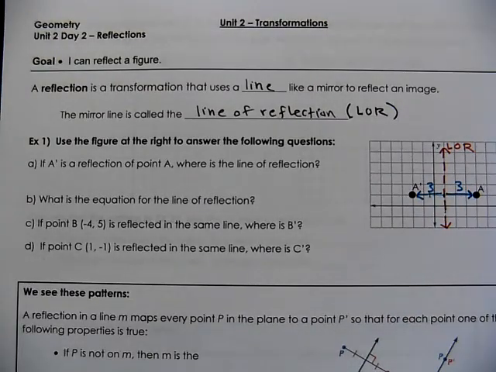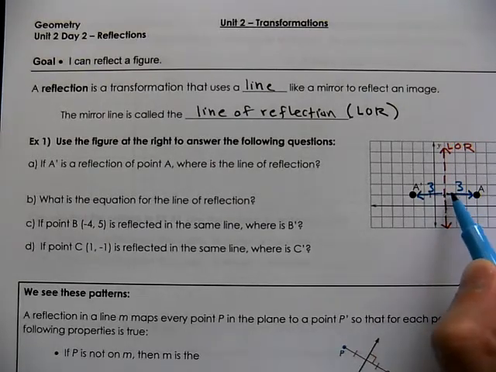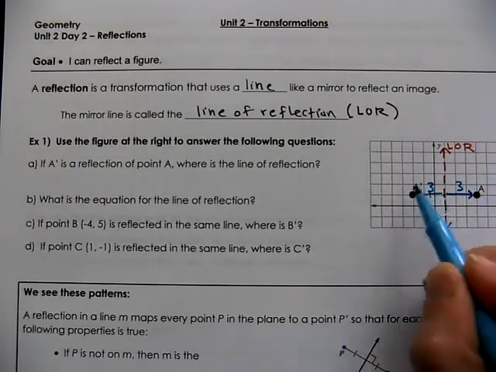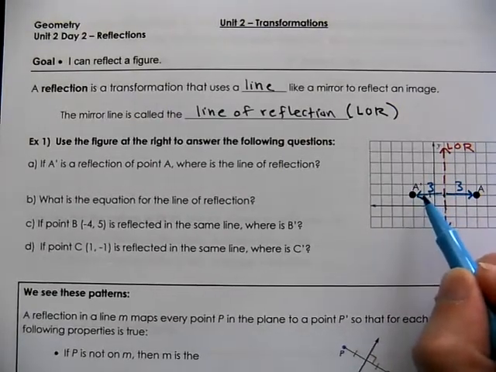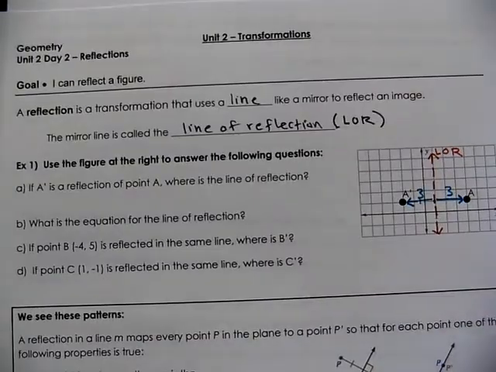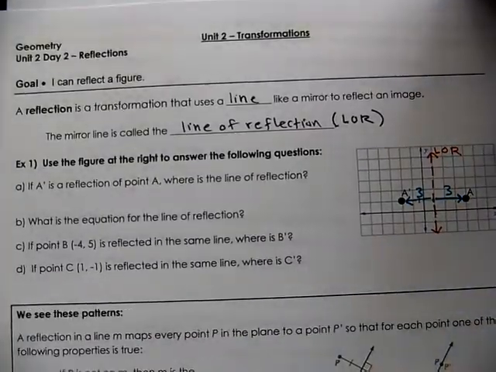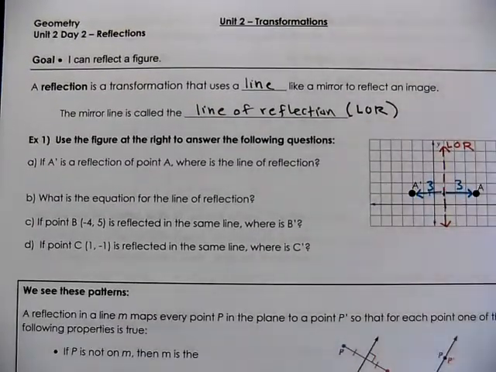So when we are reflecting an object over the line of reflection, we're going to be doing a lot of counting. We're going to be counting the distance from the pre-image to that line of reflection. Then we'll flip that distance to the other side, count the same distance, and that will tell us where the reflected image should go.